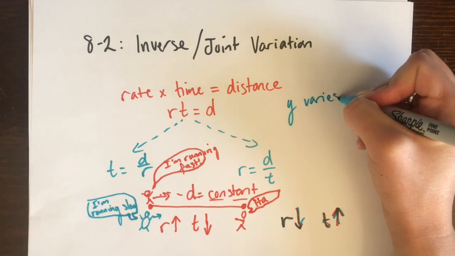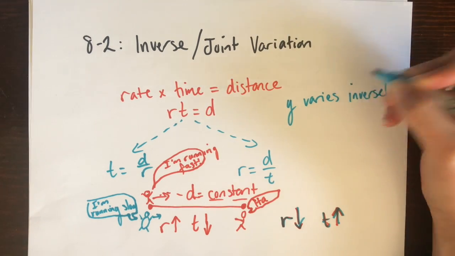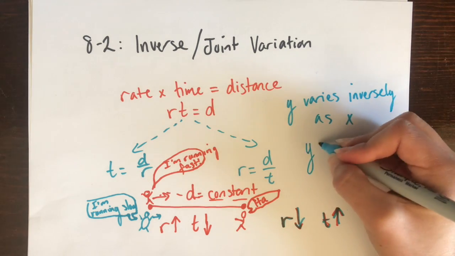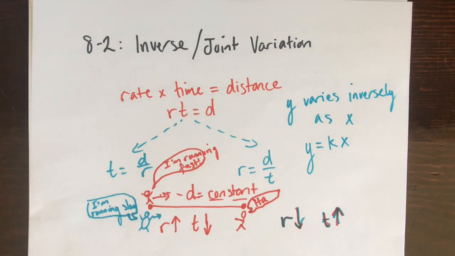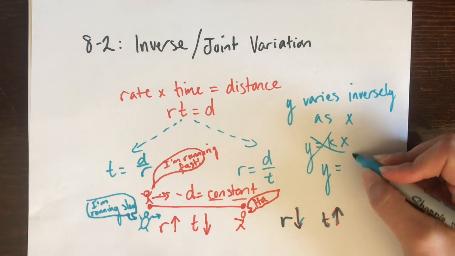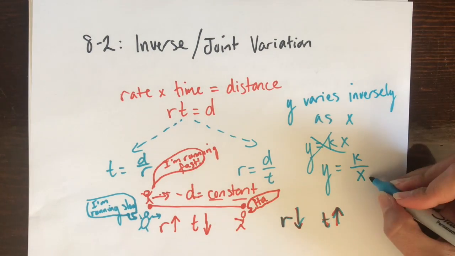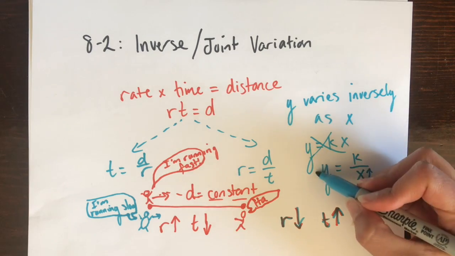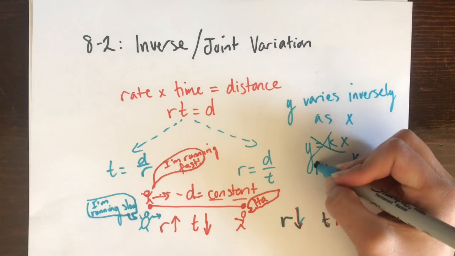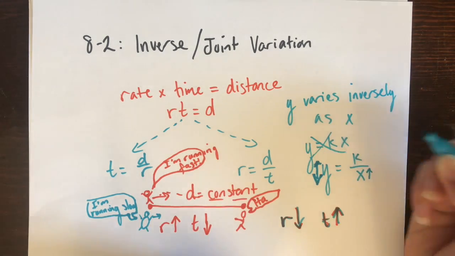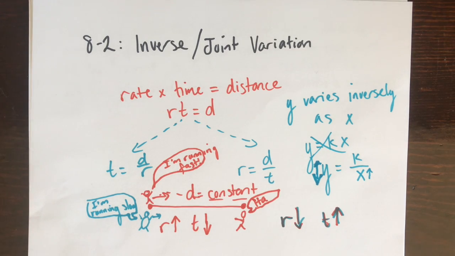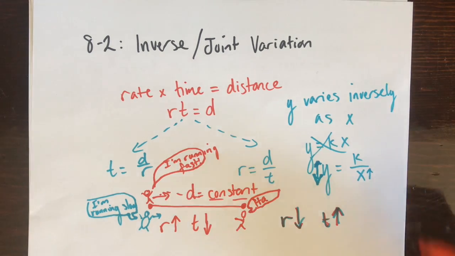Okay, so this is what we call inverse variation. So if we have y varies inversely as x, this equation would not be what we saw before, where it's y equals kx. It would actually be y is equal to k, that constant, over x. So that if I have x going up, it's actually not going to make y go up. It's going to make y go down. That's exactly what we saw with the rate and time. When rate went up, time went down.